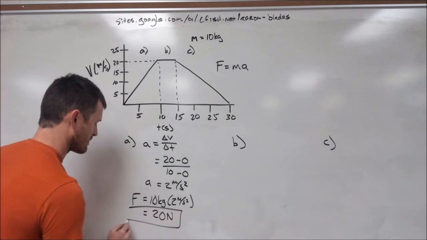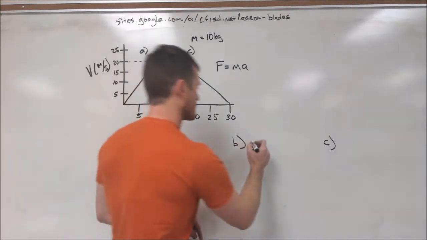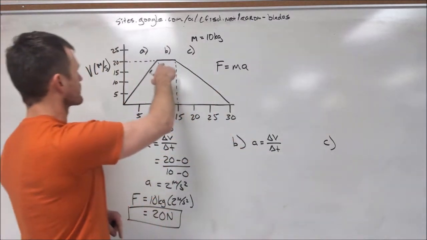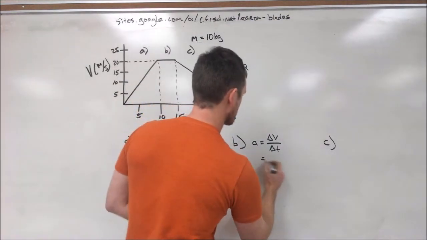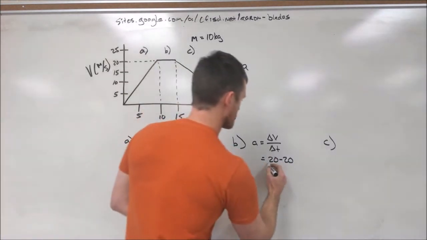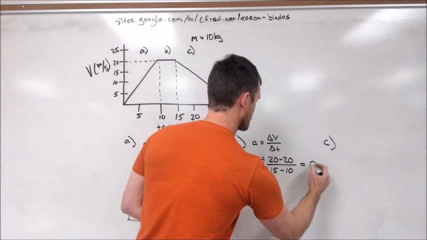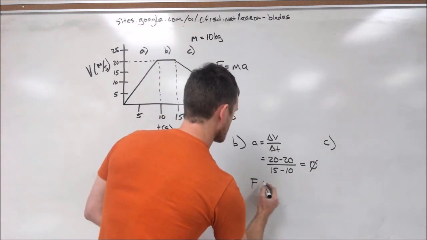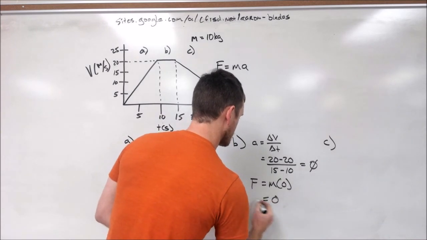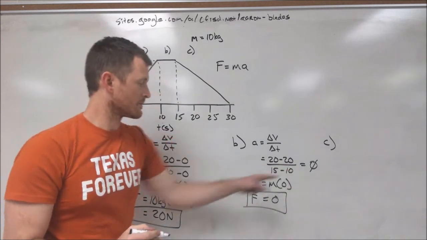Now we're going to go ahead and do the same thing over on part B, and let's start with our acceleration equation, delta v over delta t, but in this case our v2 is 20 and our v1 is 20, divided by our t2 of 15 minus our t1 of 10, and that gives us 0 over 5, or 0. Now if we plug that into our equation, we get F equals our mass times 0, and we can see that gives us 0, a net force of 0. With no acceleration, there is no force.